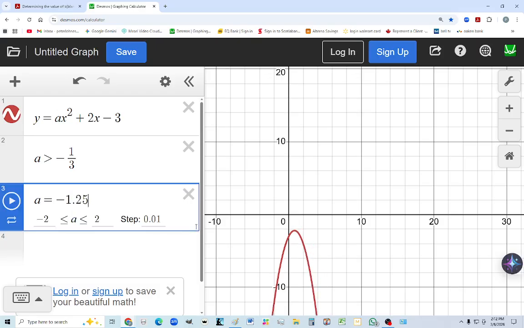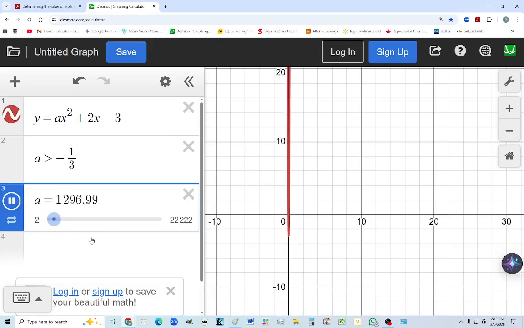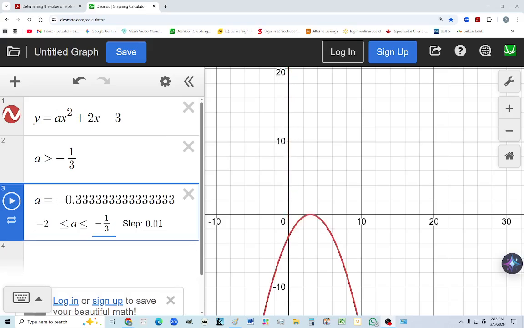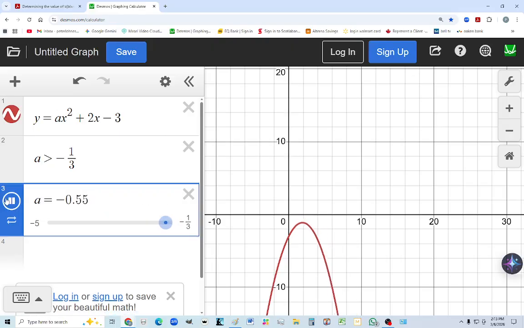So I can make the top end 2,000. There, it'll go on forever to 22,000. And only when it hits negative a third here, negative 1/3, does it face down. And you can see when it's smaller than a negative third, it always stays below the x-axis.